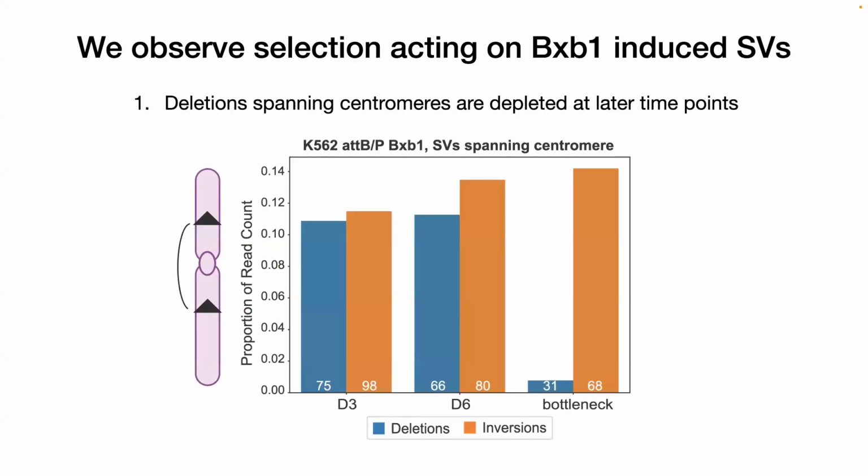So what are the types of selection events that we see? One, we found that deletions spanning centromeres were massively selected against. So here, just showing you at day 3, day 6, and in bottleneck populations, we expect deletions and inversions to be induced at roughly even frequencies, which is what we see at the early time points. But at this late time point, we basically don't detect very much, if at all, any reads that support the deletion of a centromere, which I think makes sense, and shows that using this method, we can actually pick up real biological signal.